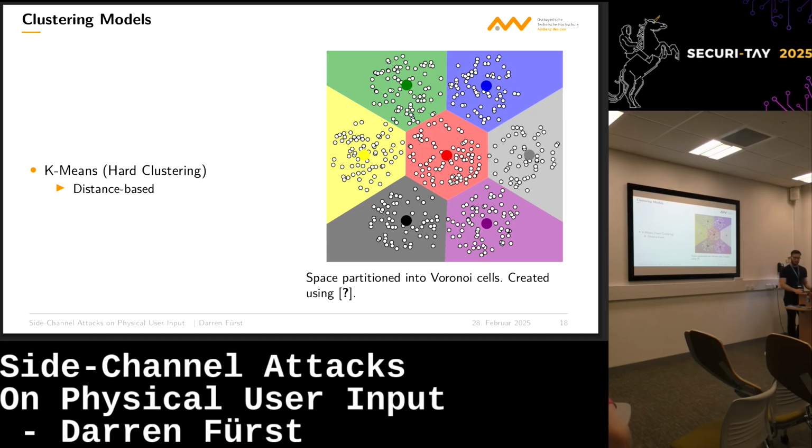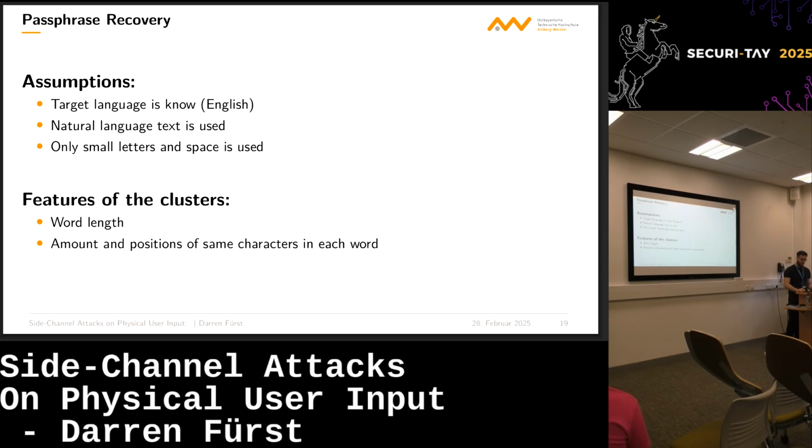So I would have someone type, then compute the features of all the keystrokes, sort them in space, and then try to find out distance-wise. You can use Euclidean distance to group together keystrokes, and then hopefully these will be the same, which will then allow me to run a dictionary attack.